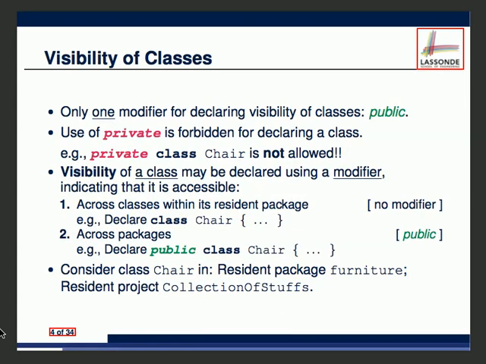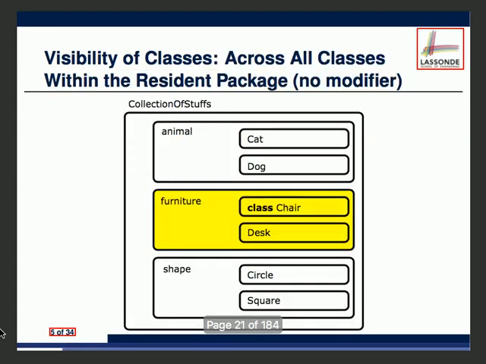So now we're going to consider the chair class. Let's say that's the first possibility. You can see here, I am declaring the chair class as just class. There's no public. So that means the scope of accessing this particular class can be any other classes within the same furniture package. Anything that's outside, that's not within the scope.